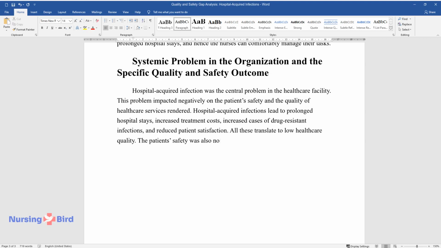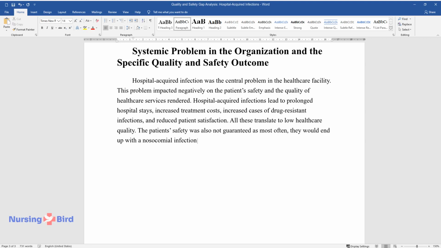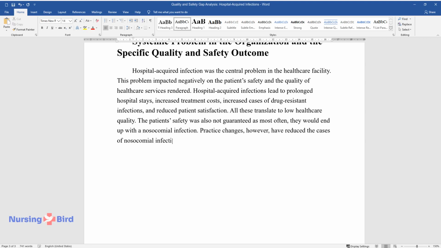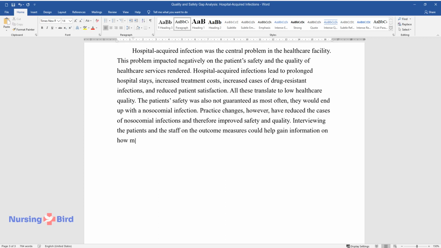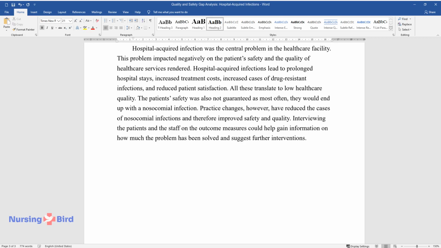The patient's safety was also not guaranteed, as most often, they would end up with a nosocomial infection. Practice changes, however, have reduced the cases of nosocomial infections and therefore improved safety and quality. Interviewing the patients and the staff on the outcome measures could help gain information on how much the problem has been solved and suggest further interventions.